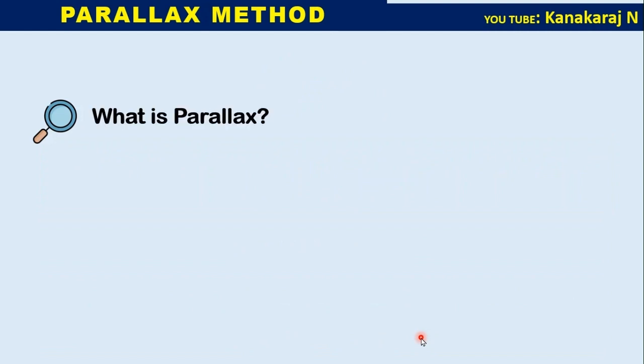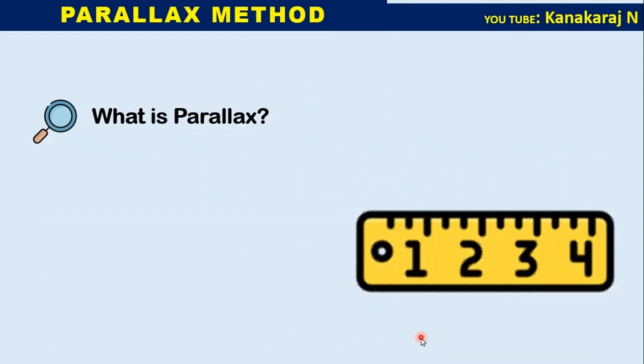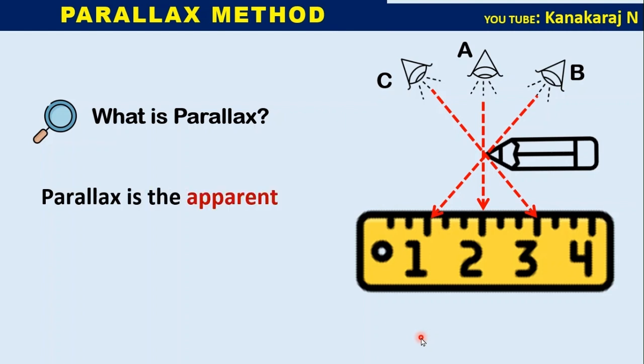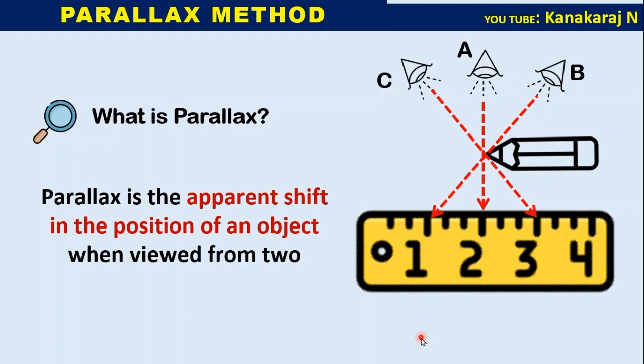What is parallax? Here you have a scale. Just above there is a pencil. You are looking at the pencil from point A and see the value is 2. Now you are looking at the tip of the pencil from B. Now the value is 1. From C the value is 3. Parallax is the apparent shift in the position of an object when viewed from two different points.